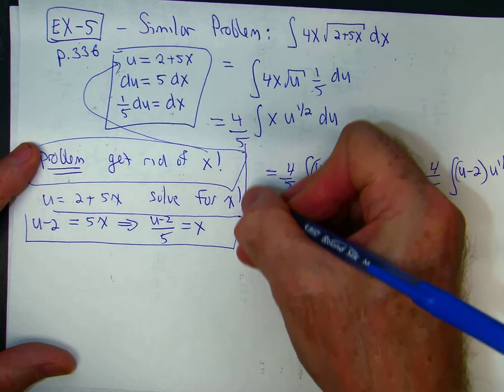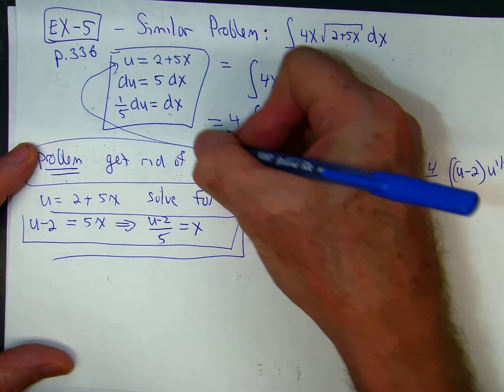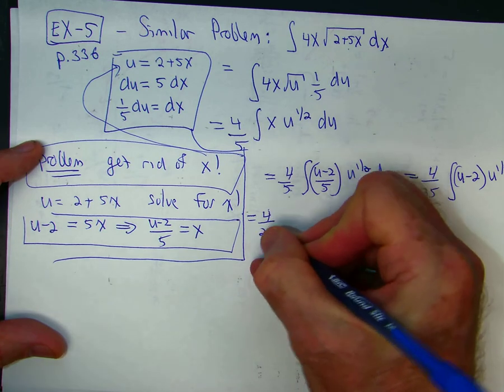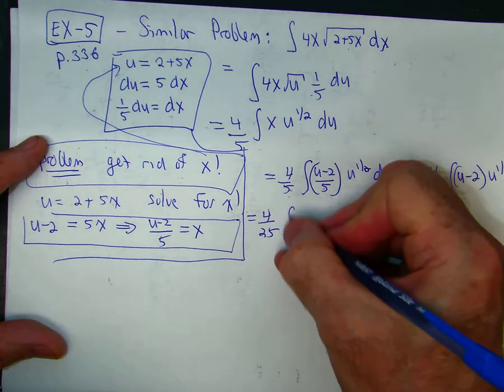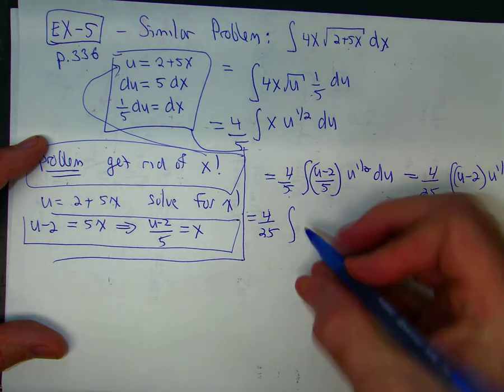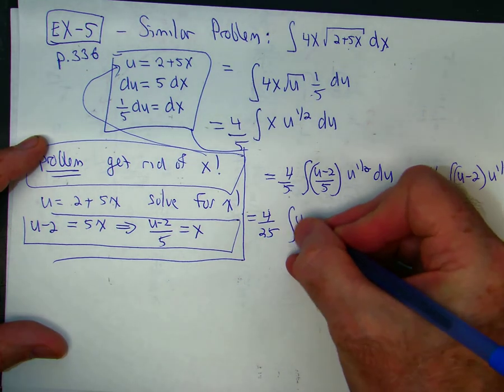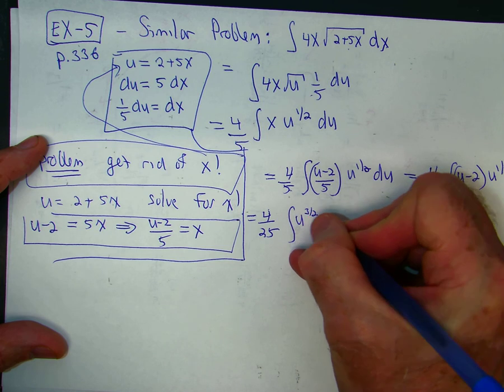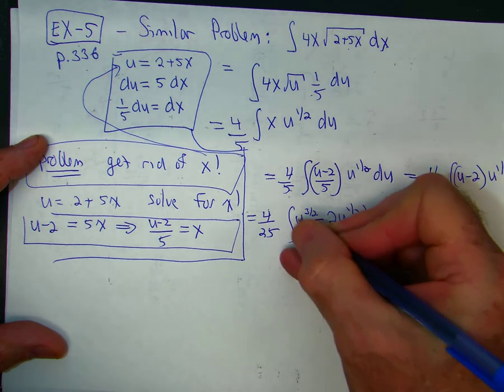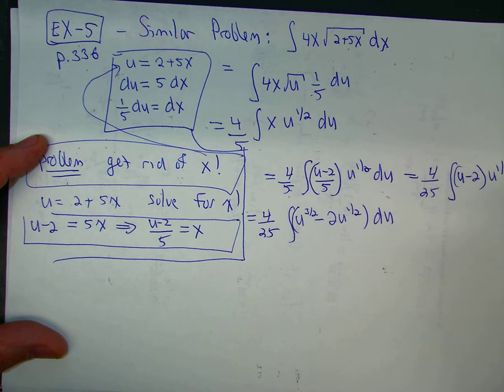Here, let's do this. So we've got all the substitutions together. So we've got 4 over 25. And I'm going to distribute this u to the 1/2. I can do any computations I want inside the integral. That's perfectly okay. So I get u to the 3/2 minus 2 u to the 1/2 du. Again, how do I get that? Well, u to the 1 times u to the 1/2 is u to the 3/2, right? You got that. Okay, so now I can just integrate.